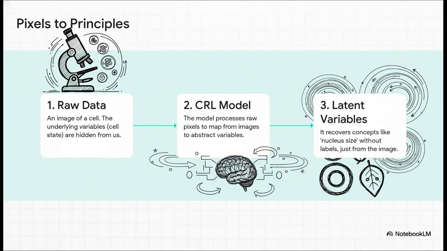Let's make this more concrete. Imagine an AI looking at images from a microscope. A normal AI might just learn to label them sick cell or healthy cell, but an AI with CRL, it goes so much deeper. It starts to think like a biologist. It discovers these abstract hidden concepts, these latent variables, like the idea of cell health or nucleus size, all on its own. It's learning the principles that create the pixels in the first place.